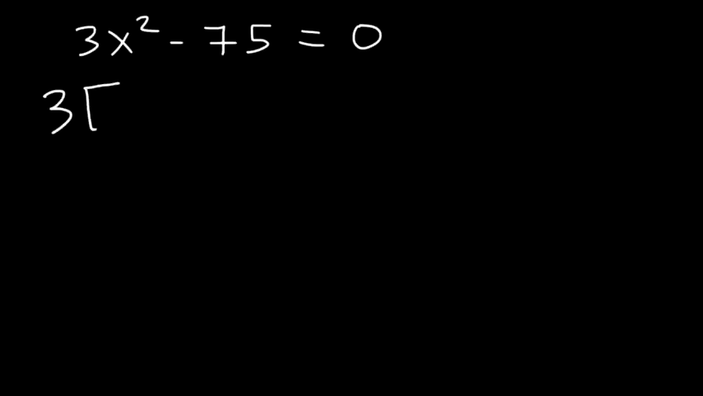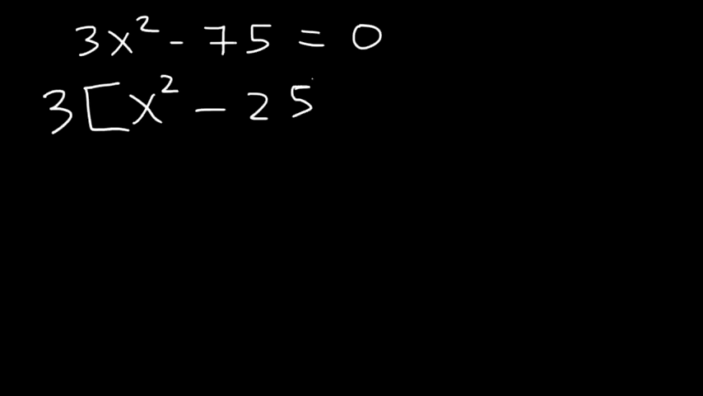Let's try another example. Let's say we have 3x squared minus 75 is equal to 0. What is the value of x? 3 and 75 are not perfect squares, so we don't want to use the difference of perfect squares technique yet. However, we can take out the GCF, the greatest common factor, which is 3. 3x squared divided by 3 is x squared. Negative 75 divided by 3 is negative 25.